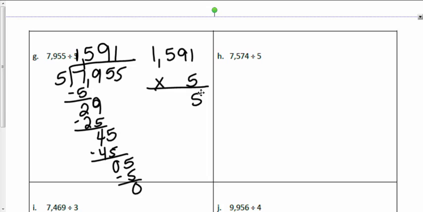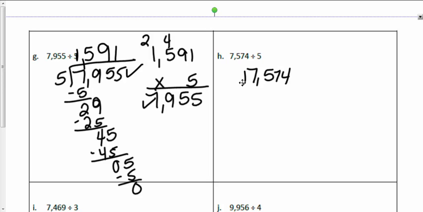So 1 times 5 is 5. 9 times 5 is 45. 5 times 5 is 25. Plus 4 is 29. 1 times 5 is 5. Plus 2 is 7. 7,955. So it does check out.